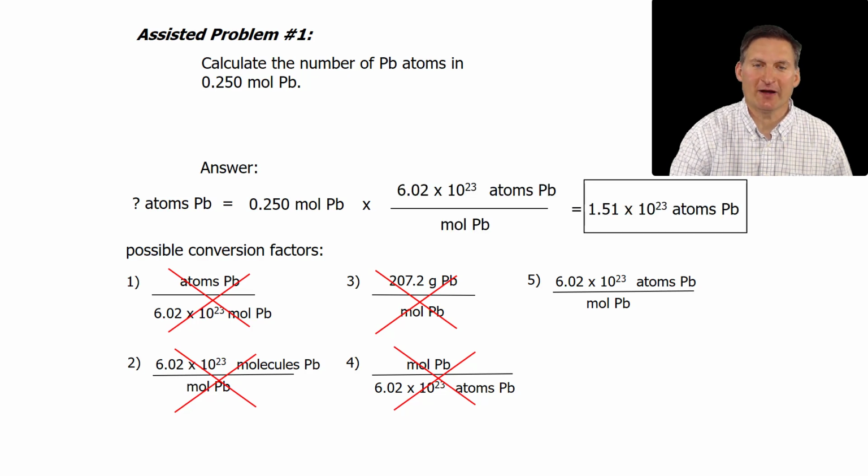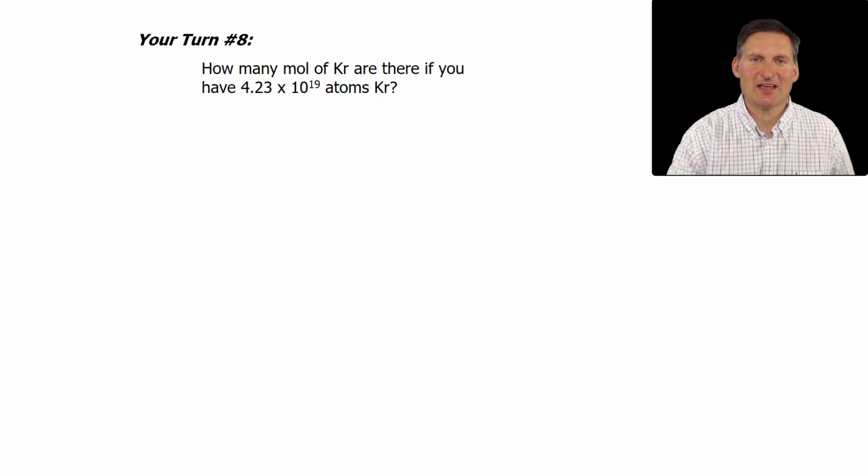Number 5 is correct. Notice above the problem is solved. Moles of lead we started with cancels moles of lead in the conversion factor, and we're left with atoms of lead. If we do the math, we get 1.51 times 10 to the 23rd atoms of lead. Try this next one on your own. Stop the video now.